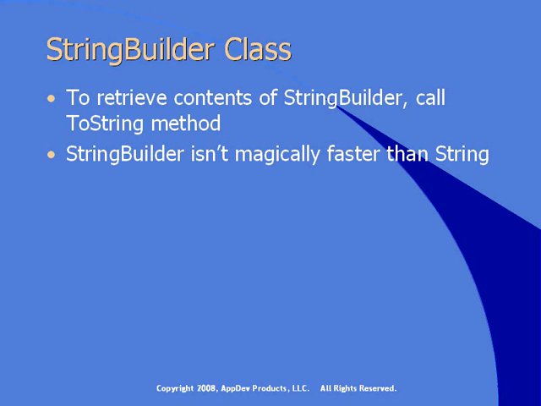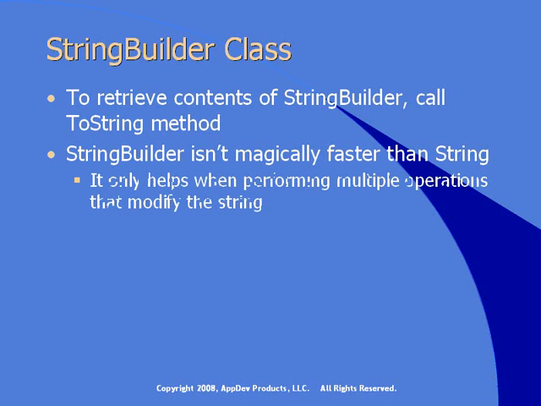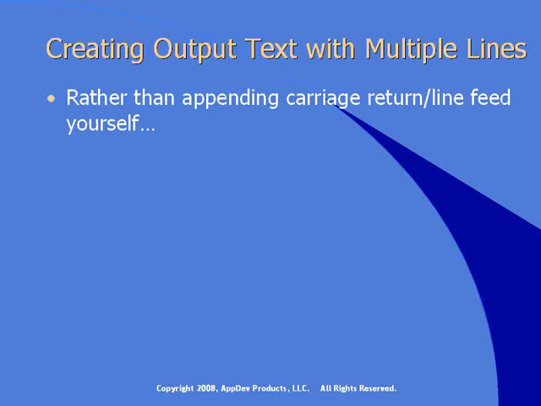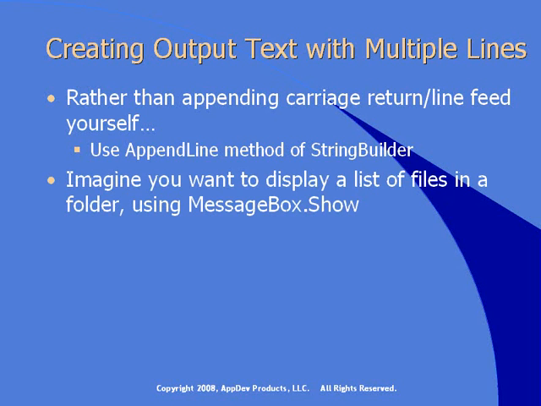Now note that the string builder isn't magically faster than string. It only helps you when you're performing multiple operations that modify the string. As a matter of fact, I don't even bother with string builder generally unless I'm performing a number of operations, usually inside a loop on the same string. Now it can be useful for other things as well, perhaps when you're concatenating text together. Rather than appending carriage-return line feeds yourself to output text, you can use the append line method of the StringBuilder class. So imagine you want to display a list of files in a folder using messagebox.show.